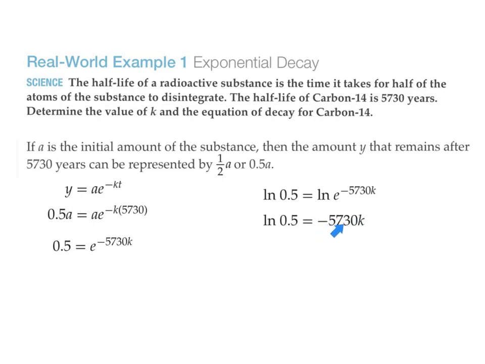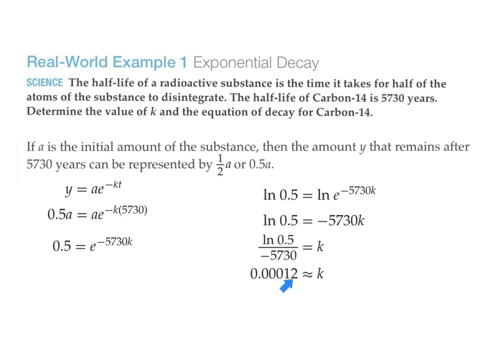So then all I have to do is divide by this to get k by itself. So I'll do that, divide both sides by negative 5,730, and then I just have to go to my calculator and put that in and see what I get. And I get approximately 0.00012. And you're probably wondering, how many places do you have to go? You want to probably go at least one more decimal point.